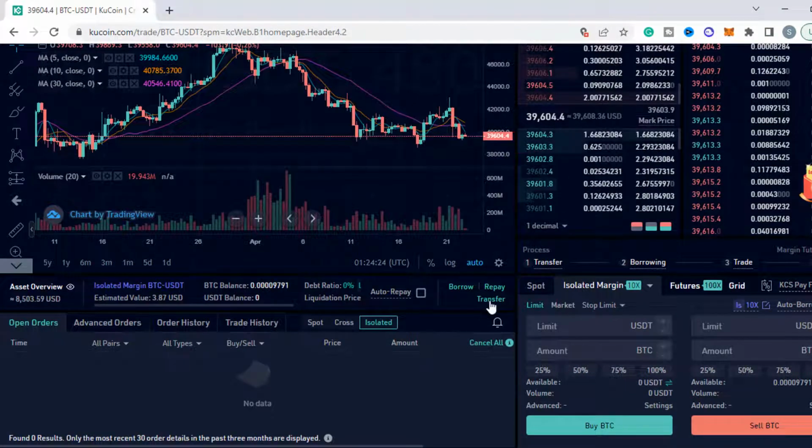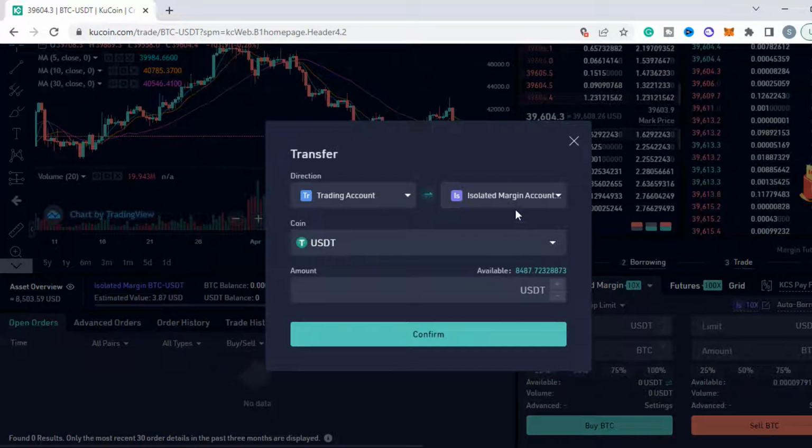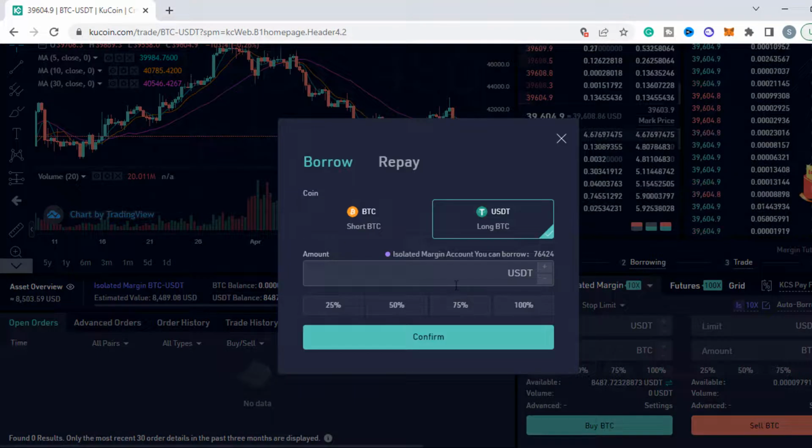Next we have to transfer funds to the margin account. That could be Bitcoin or USDT. I'm going to go with Tether and click transfer. Now that we have funds in our margin account, we can borrow Bitcoin and sell it.